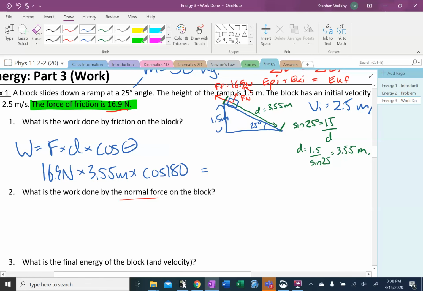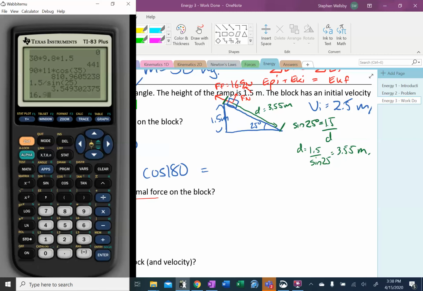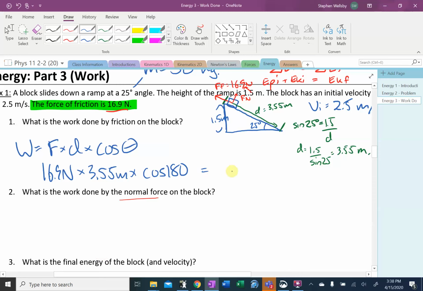So if we solve this, we're going to have 16.9 times 3.55 times cos of 180. And that's going to give us negative, let's call it negative 60 joules. So to two sig figs, negative 60 joules. That is the work done by friction. It makes sense that it's negative for two reasons. One, the displacement and the force are in opposite directions. And secondly, we know that friction is going to slow something down. It's taking away energy. It would be going faster. It would have more kinetic energy if it wasn't for this friction, which is removing from it.